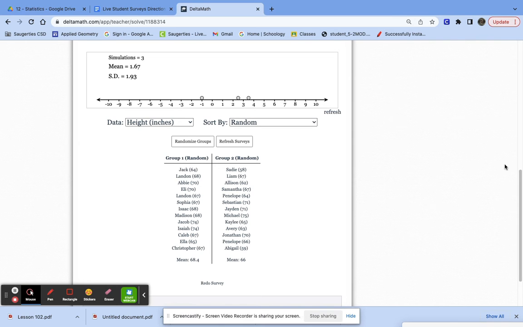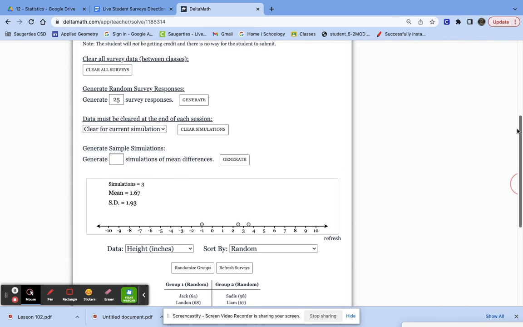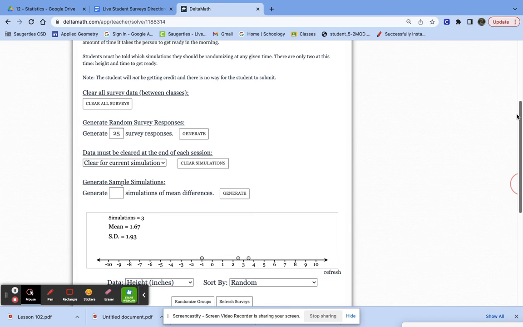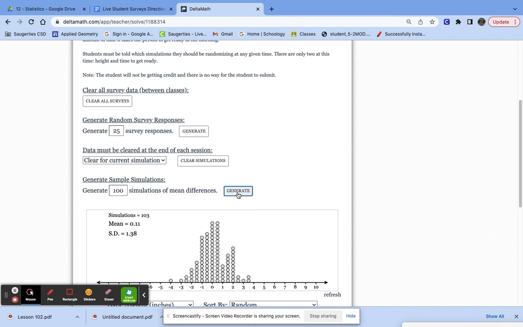Now this will go a lot faster in class because we're going to have everyone doing the dots at the same time. But now I'm going to do simulations. So I'm going to do 100 more dots, all at the same time. So the computer is going to randomize the groups, calculate the mean difference, put it on the graph 100 times very quickly compared to me doing it myself.